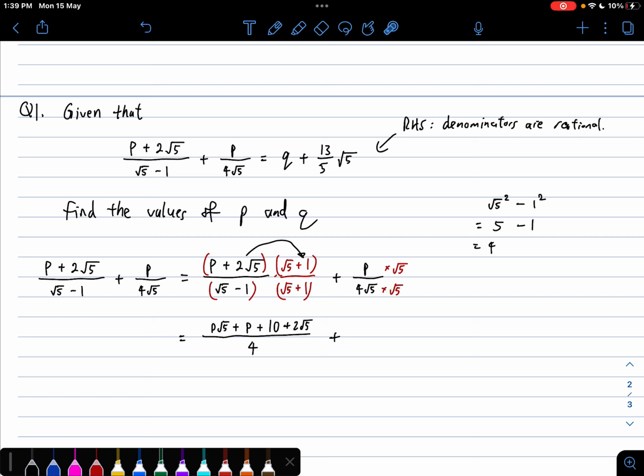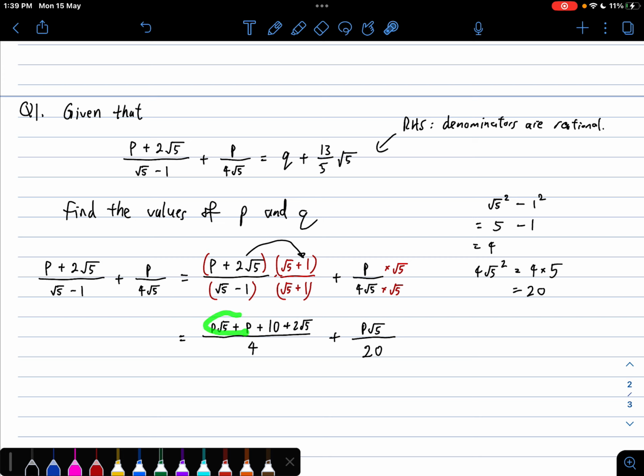Okay? Yeah, so simplifying that, you end up with p root 5 divided by 4 times root 5 times root 5. Let's just do a quick calculation at the side. Root 5 times root 5 gives you root 5 square, and what a coincidence. Square root and square, they cancel each other off, you're left with just a 5. So 4 times 5, you get a 20. Now, when you have a fraction plus a fraction, what do you have to do? You have to make the denominator the same.